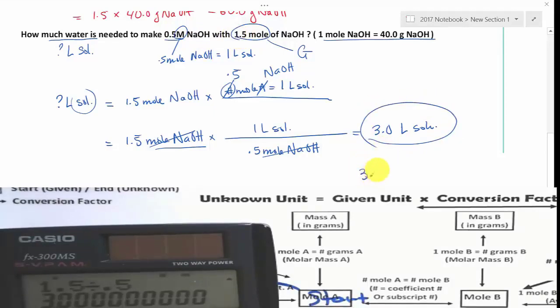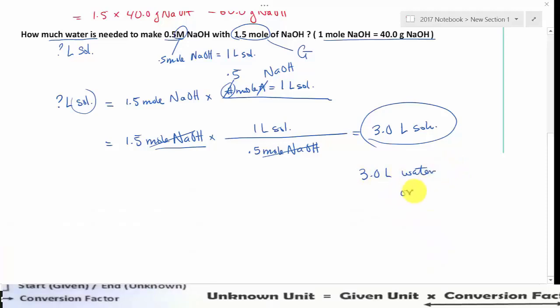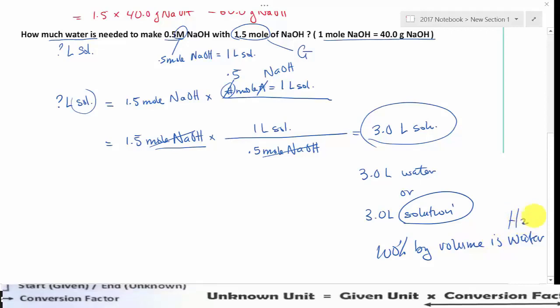So this is 3.0 liters of water, or 3.0 liters of solution. And 100% of the solution by volume is water, or H2O, because 1.5 moles in terms of volume is extremely small compared to 3.0 liters of volume of water.